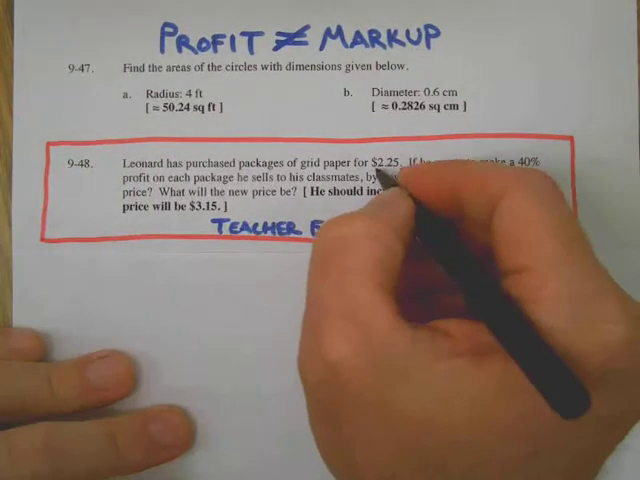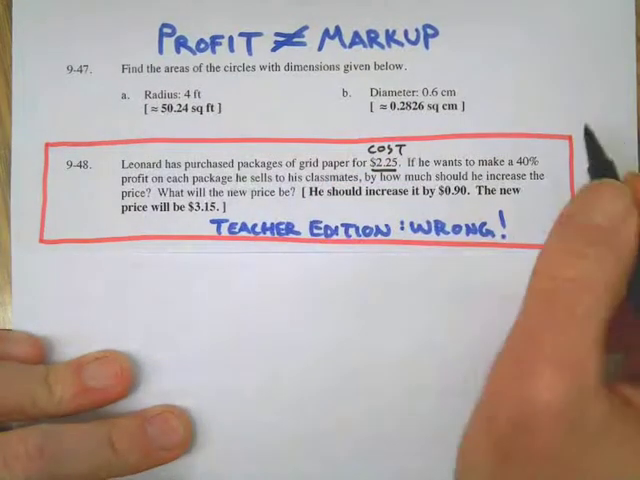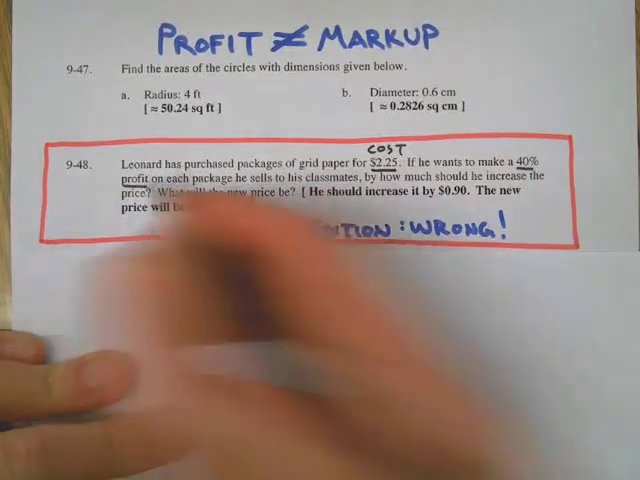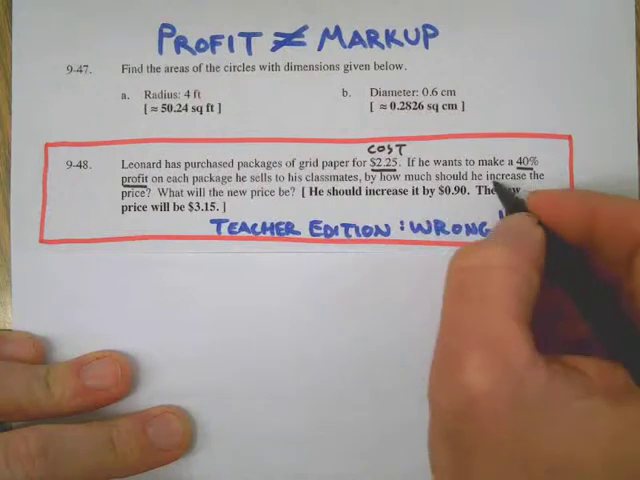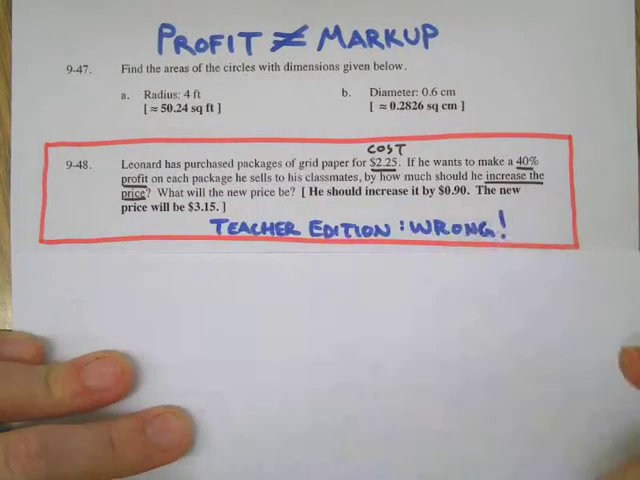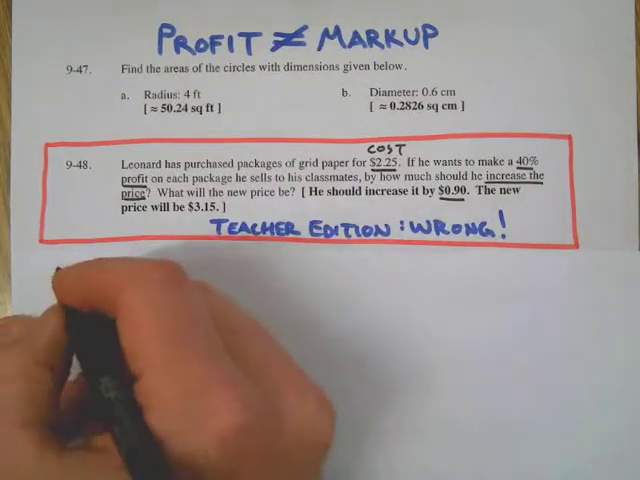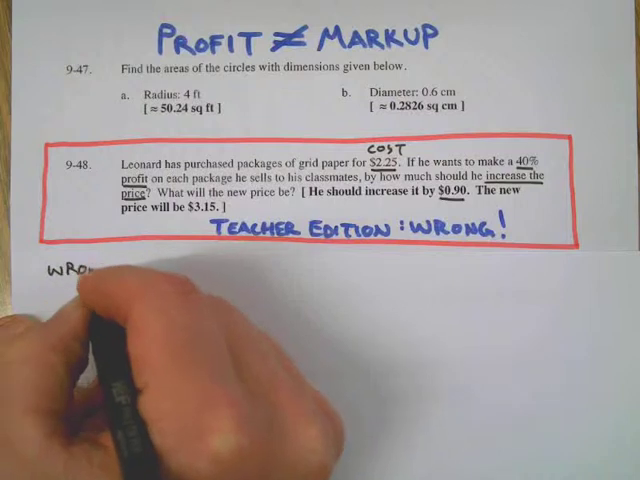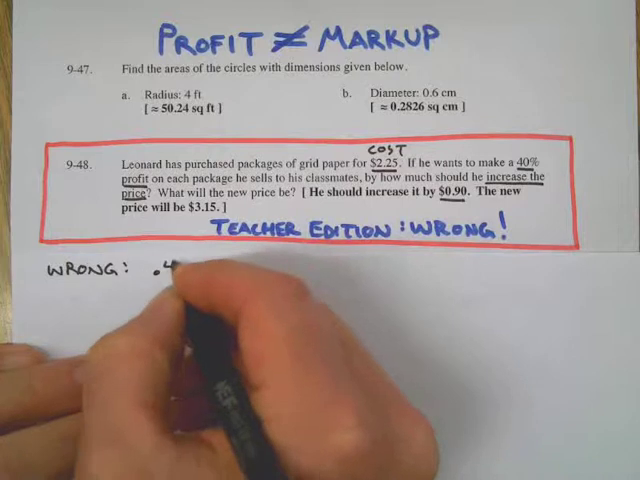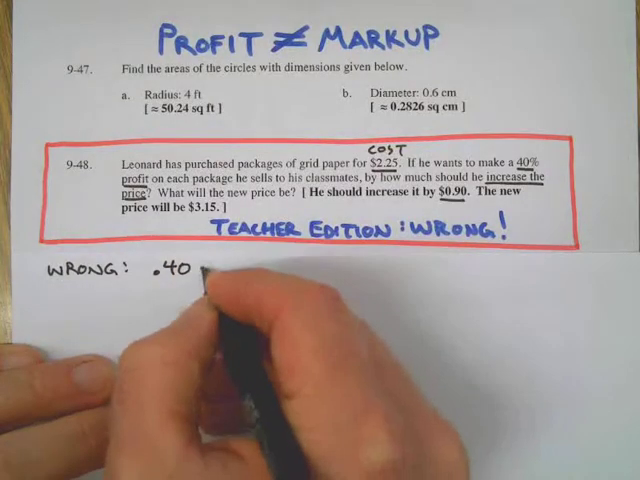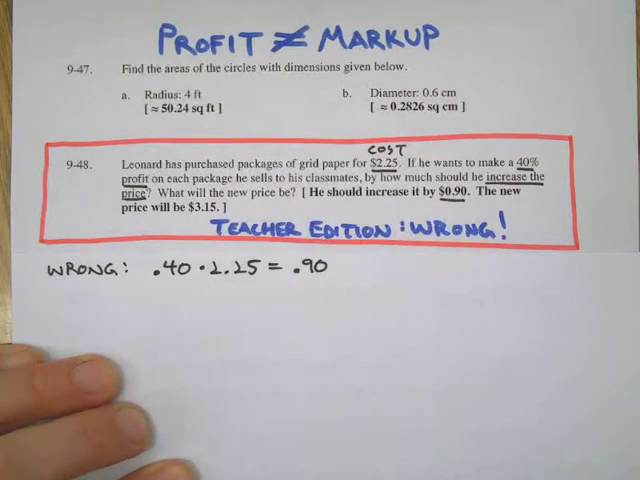Okay, he buys stuff for $2.25. That's his cost. The book is asking if he wants to make a 40% profit, how much should he increase the price? Okay, and the book says he should increase it by 90%. Here is how to get it wrong. Remember, this is the wrong answer. Here's what the book did. They did 40% of $2.25. That equals 90 cents.